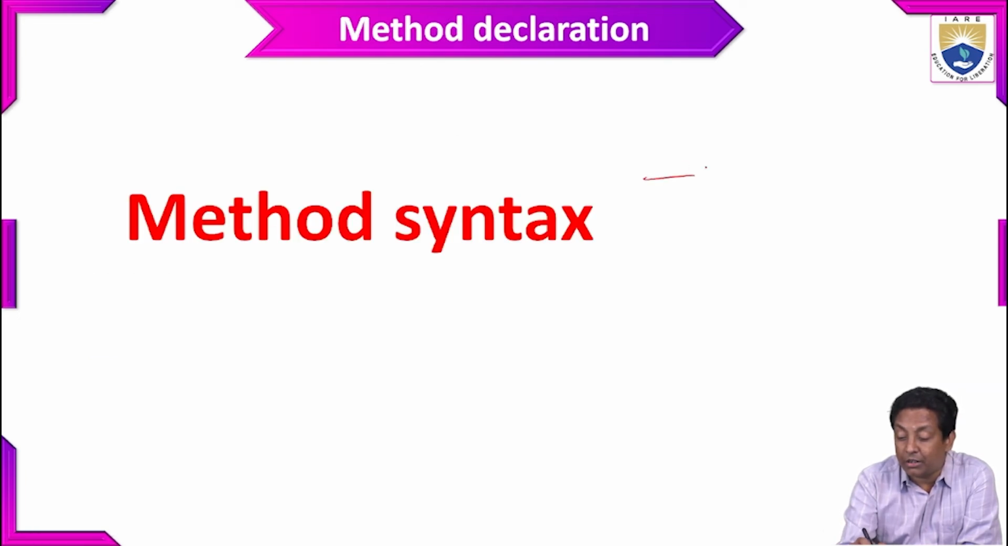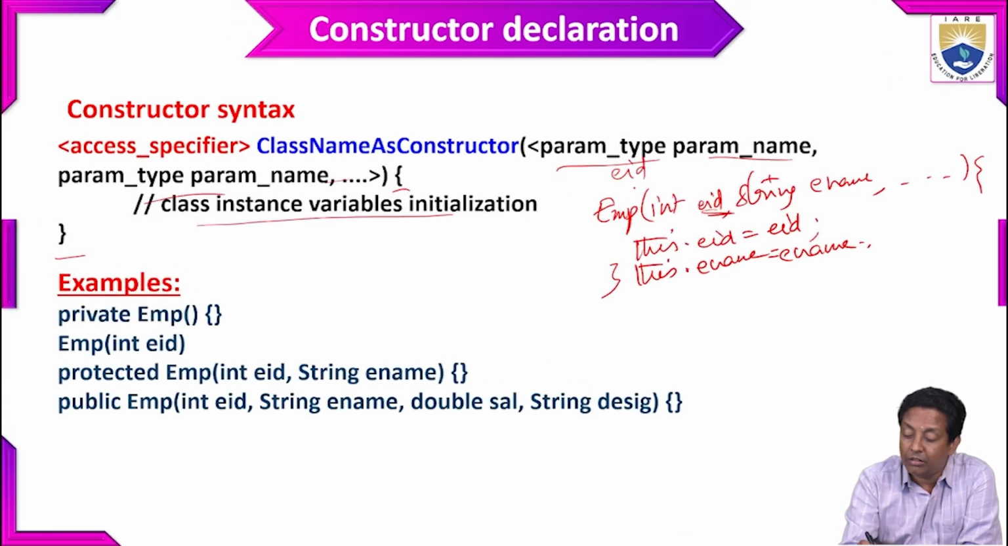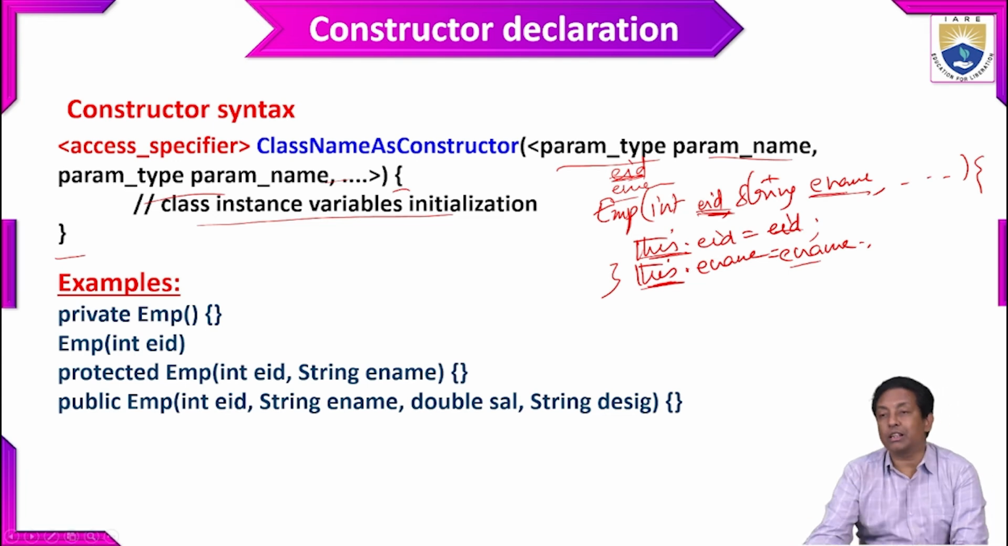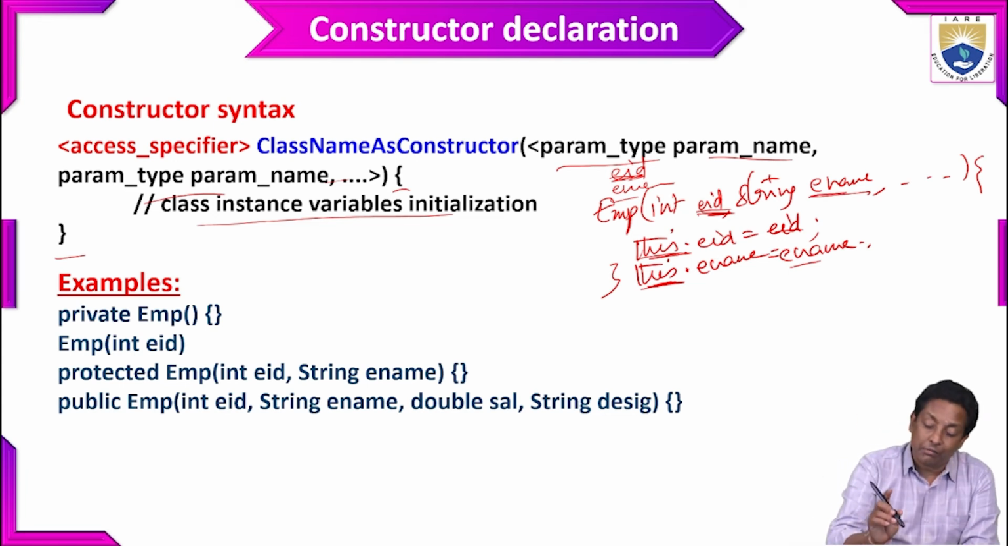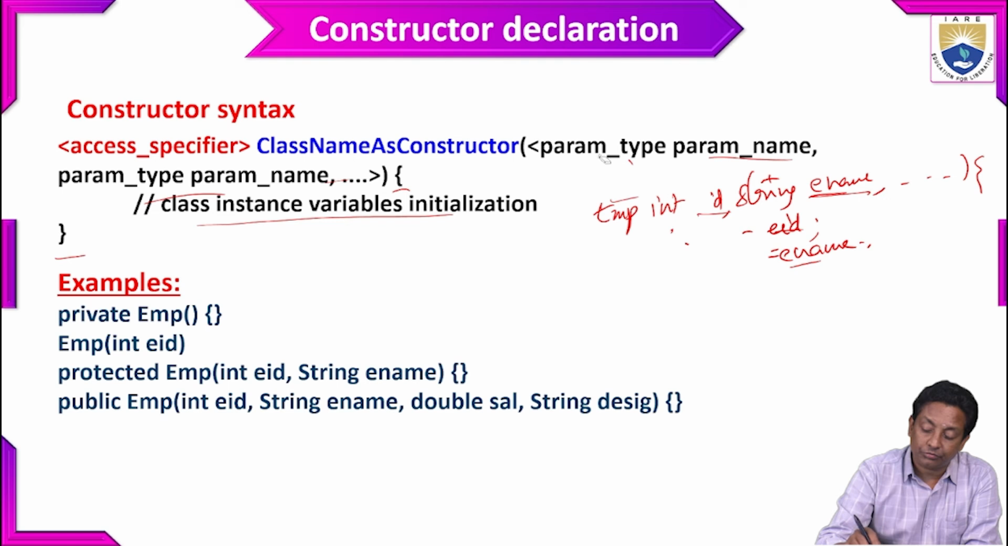And if class instance variable names and constructor parameter names are both the same, they can be differentiated with this. The this prefix refers to class instance variables. This employee name refers to the class instance variable, and the plain employee name refers to the constructor parameter. So class variables are initialized in the class constructor. How? By the constructor receiving the parameters from the client, it will initialize the class instance variables.